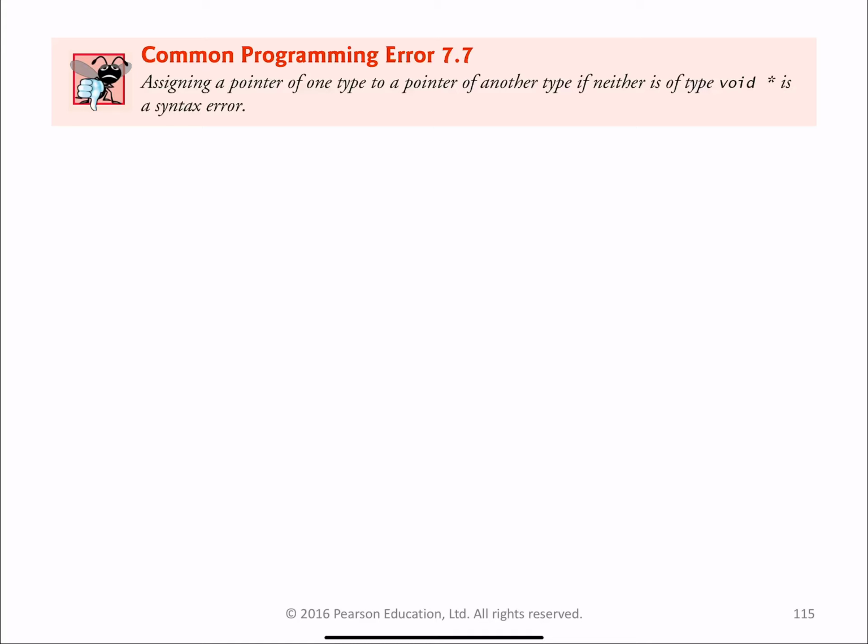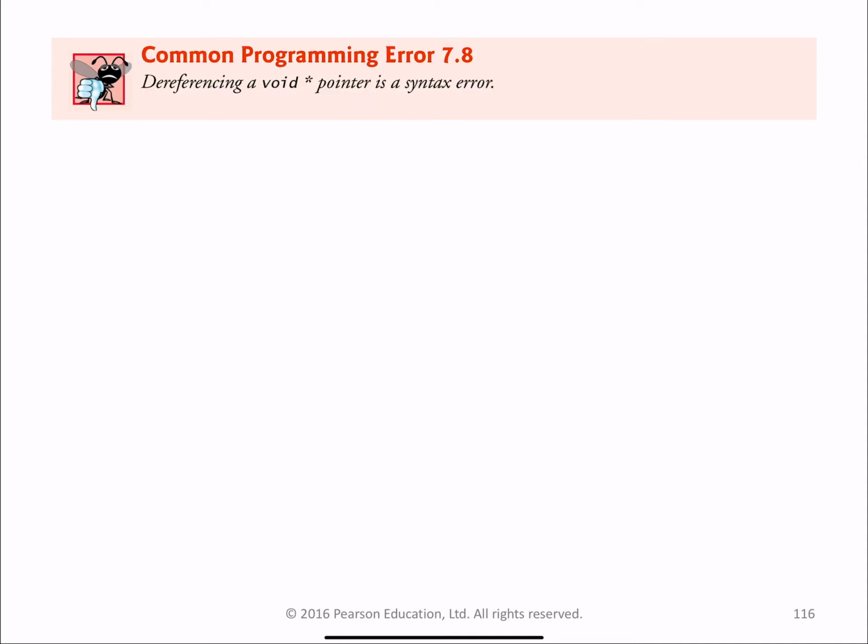So assigning a pointer of one type to a pointer of another type is an error, unless one of them is a void pointer. Remember, however, that it's not possible to dereference a void pointer. And finally, it makes little sense to compare two pointers that do not point to the same array.